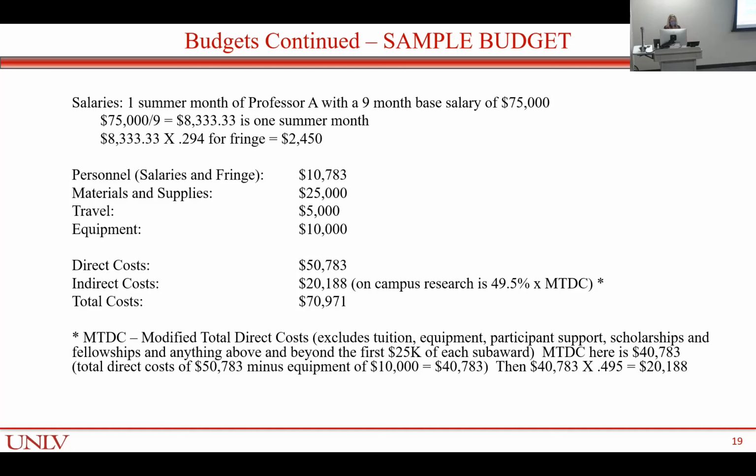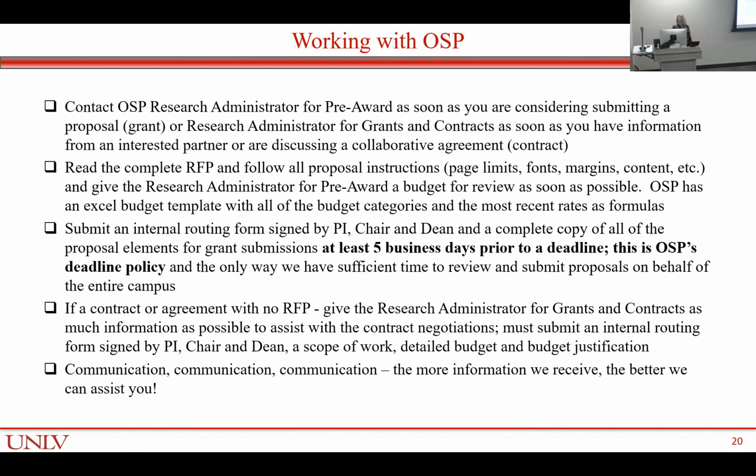So that's a very basic budget and just an explanation of what we would then submit to the sponsor. They would say, great, you're awarded 70,971. Then as we spend, we invoice them for the direct costs along with the indirect, and they reimburse us. That's typically how things are done.